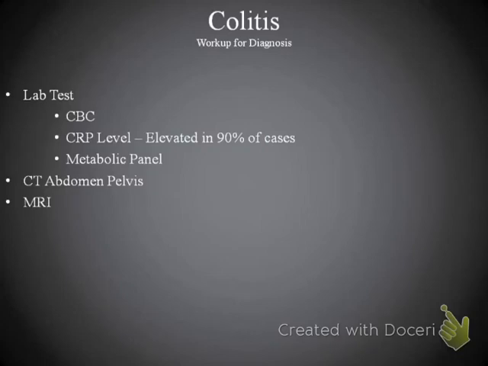So how do we actually diagnose colitis? First, begin with laboratory tests as well. CBC, look for elevated white blood cell counts and things that would be indicative of inflammation. CRP levels, as we've already talked about, C-reactive protein, is elevated in 90% of the cases. But once again, as we've discussed, the CRP does not actually distinguish between areas of inflammation, so it really can't tell you the difference between anything. It just tells you that there's an inflammation going on. Metabolic panel, just to see if there's any abnormalities, dehydration, things like that.